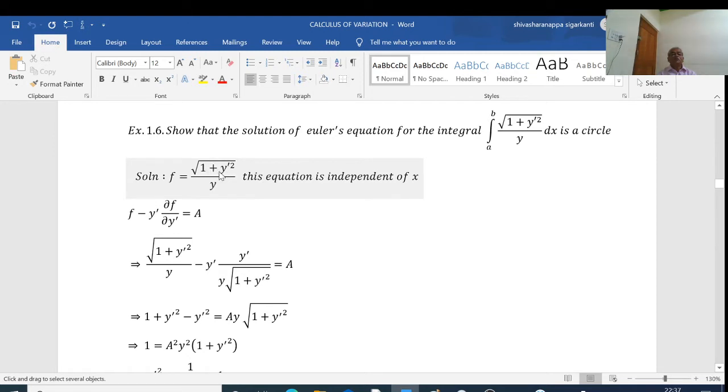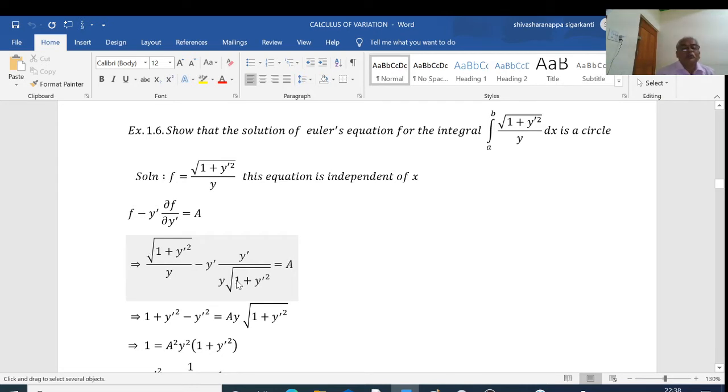the derivative of this 1 plus y dash square. 1 plus y dash square derivative with respect to y dash is 2 into y dash. So that is 2y dash. 2 gets cancelled. So I am getting y dash into y dash divided by y into root of 1 plus y dash square is equal to a.